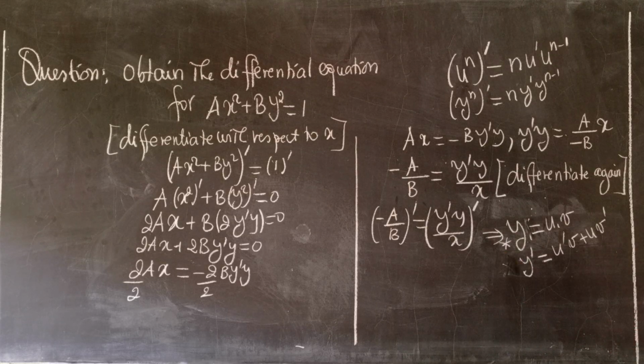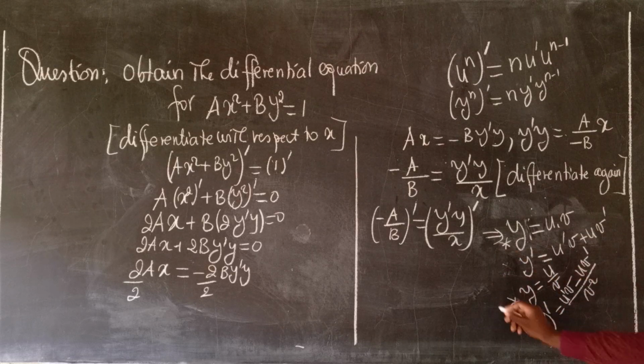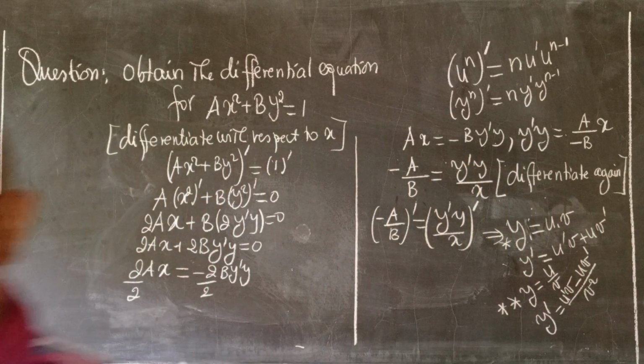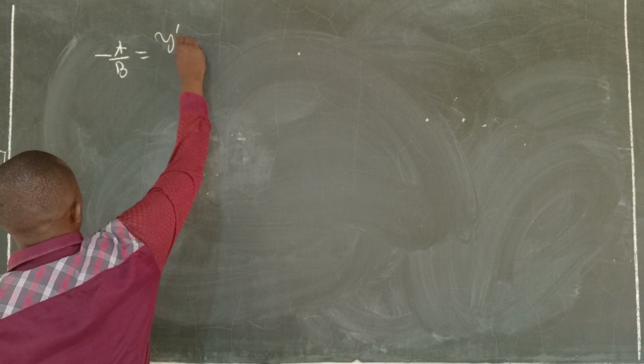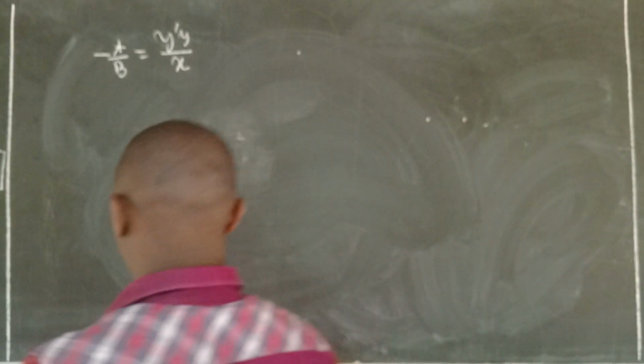Here it is. These are the properties you are going to follow. Property number 2 is when you have y as a quotient of u over v, its derivative here is equal to the derivative of u times v minus u times the derivative of v, over v². Both these two properties, let's call them double stars, are going to be applied here. Okay, keep watching. We have negative a over b, which is the product of y prime times y over x, as we saw two properties which we are going to apply.